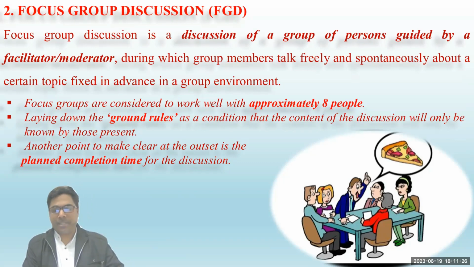So what is the ideal size? Like how many members should we have to conduct a focus group discussion? The ideal size for a group discussion is 8. That means approximately 8 people in a particular focus group are considered to be the best.